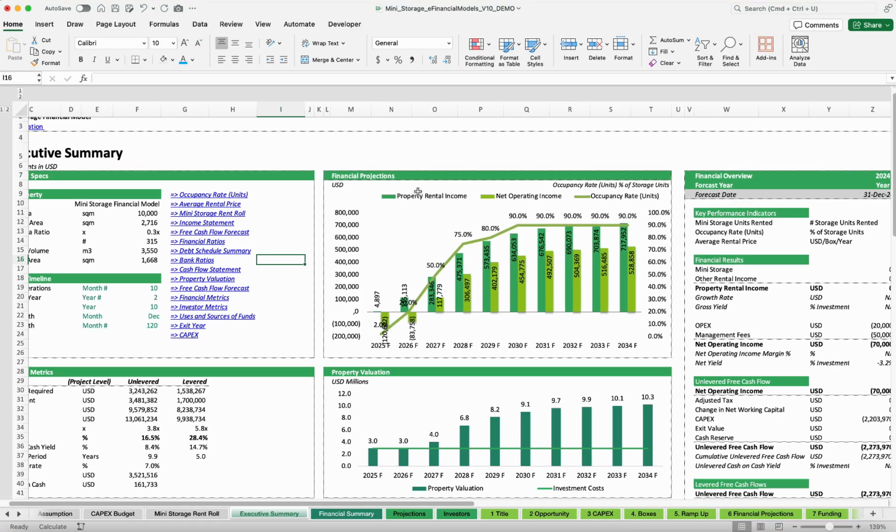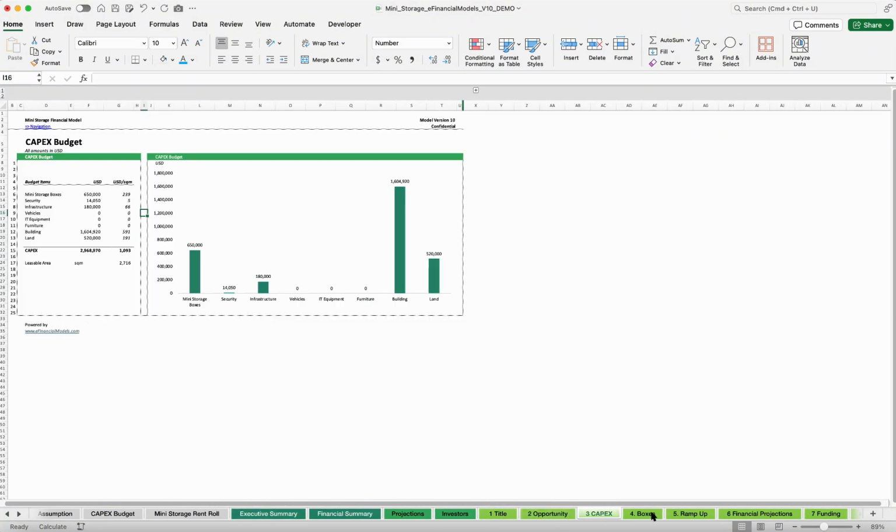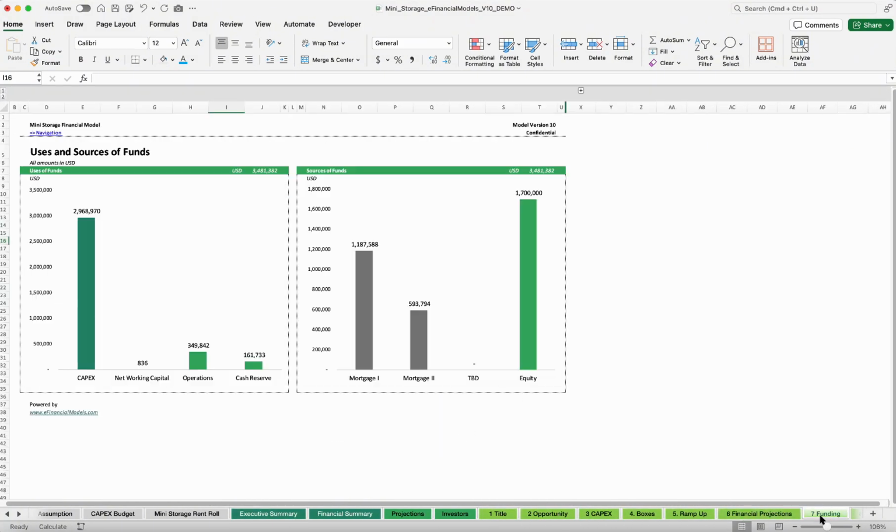So I hope this overview was useful to give an impression of what this template can do for you when you analyze your next mini storage development project.